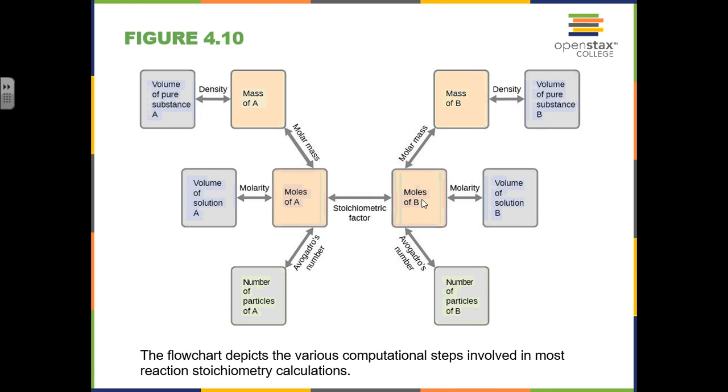If you're converting directly between moles of one to moles of the other, you just need your stoichiometric factor. If you're starting with the mass of a substance, you have to take the mass and find the moles using the molar mass, then use the stoichiometric factor and go from there. This chart may be useful, but more than anything it's important to practice a series of these problems. And with all of that being said, this culminates our presentation on chemical reactions.